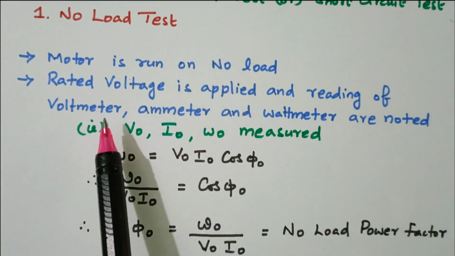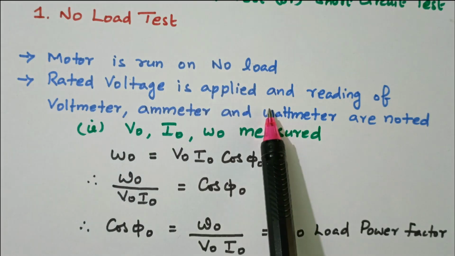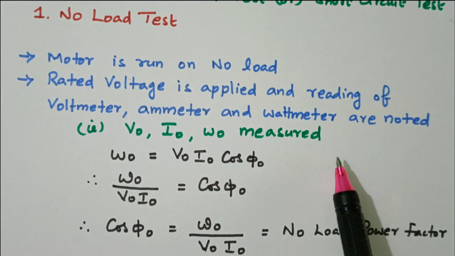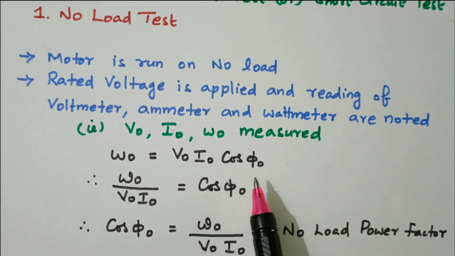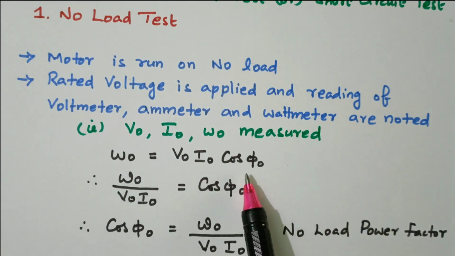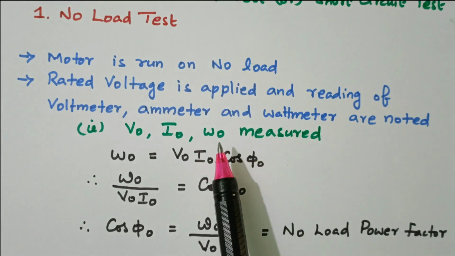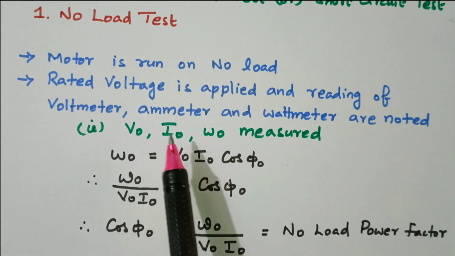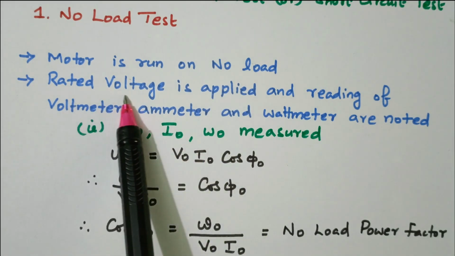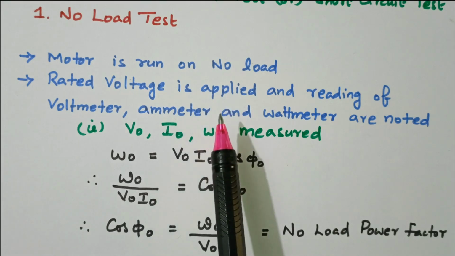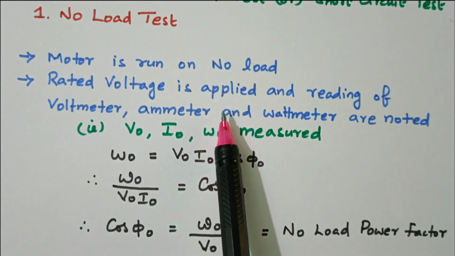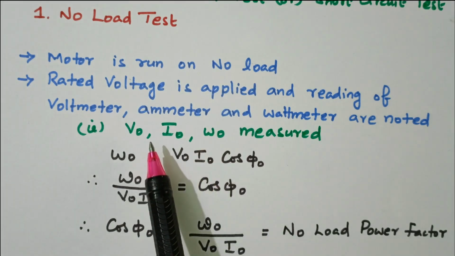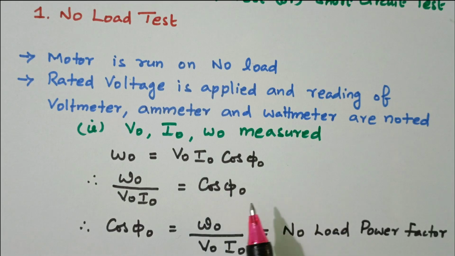Load is not applied. Rated voltage is applied and readings of voltmeter, ammeter and wattmeter are noted. The circuit diagram is not given here, but we have to run at no load, with wattmeter, ammeter and voltmeter connected. We need to measure the values. Rated voltage is applied; in case of blocked rotor test, rated current will be applied. Now we are applying rated voltage, so we are measuring the voltmeter, ammeter and wattmeter readings.